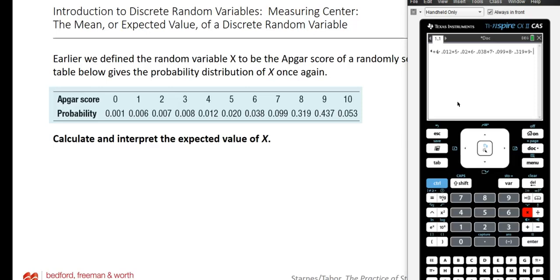Think of this as kind of a weighted average. That's really what you're finding here. You're finding the average. So expected value is really the average. So you want to kind of think that way. It just kind of helps. It's the average number. These values aren't equally likely to happen.